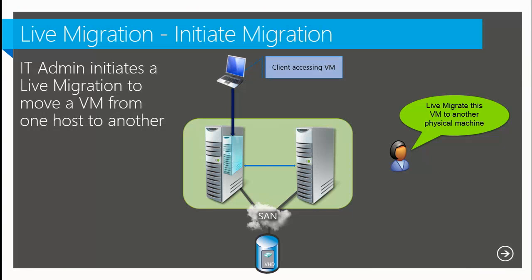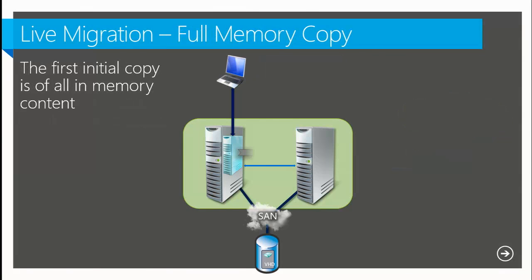With live migration, no downtime. That's the key thing here. But both of our nodes must be online and participating in the cluster to make this happen. With live migration, our administrator will initiate it. They'll say live migrate from the first node to the second node, and we copy that in-state memory over. With quick migration, we saved it to a disk and reloaded it. With live migration, we copy it over the network.